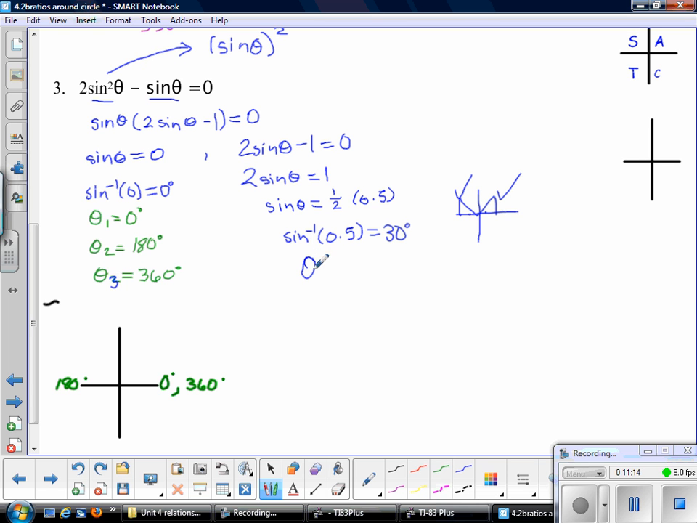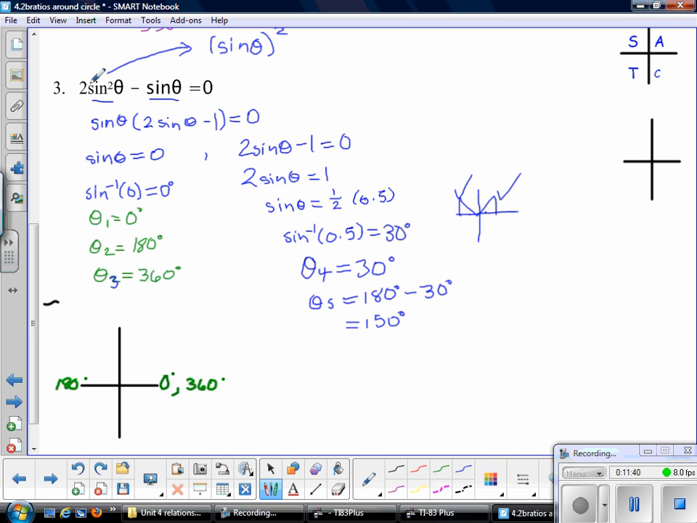So our fourth theta for this question is going to be 30 degrees, and our final theta is going to be 180 minus the 30 to give us 150. Okay, so this question had 5 thetas.